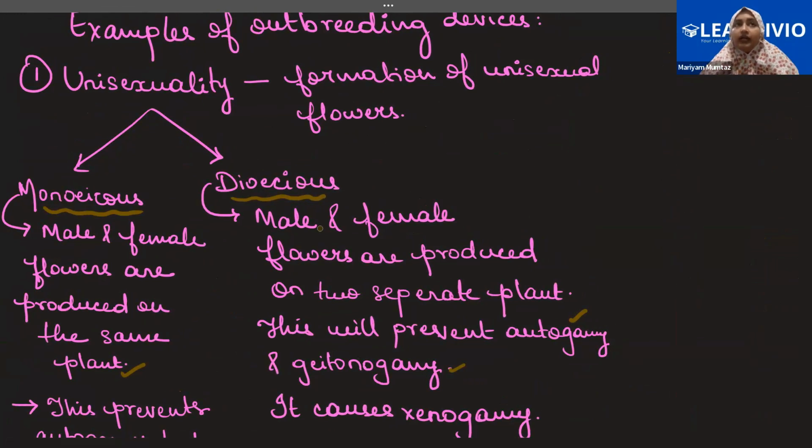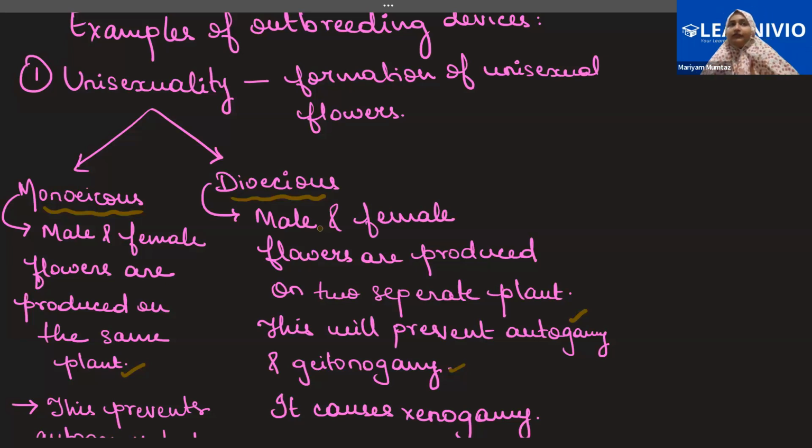See, when we were talking about pollination and we studied autogamy, we said that it is the transfer of pollen grains from the anther to the stigma of the same flower, right? And the second case was geitonogamy, in which it is the transfer of pollen from the anther to the stigma of a different flower but the same plant, right? These two things you keep in mind.